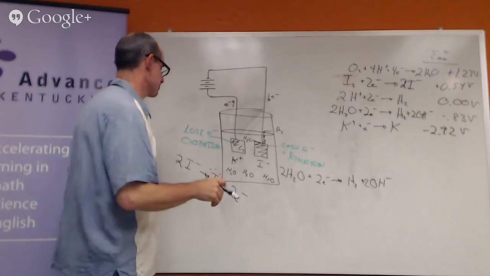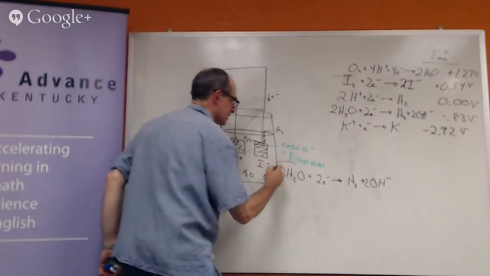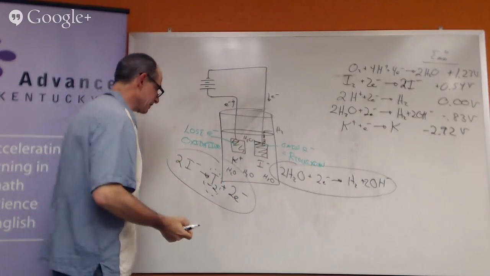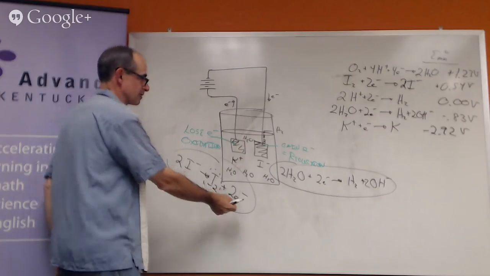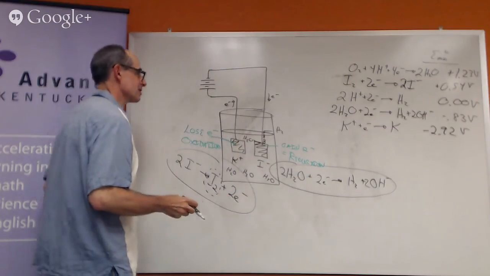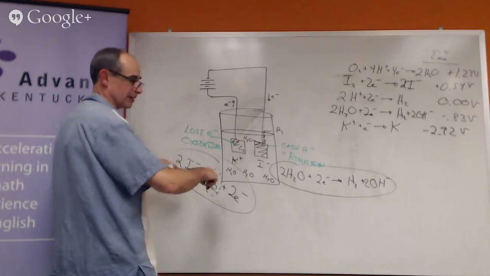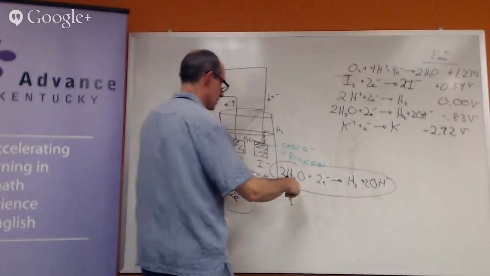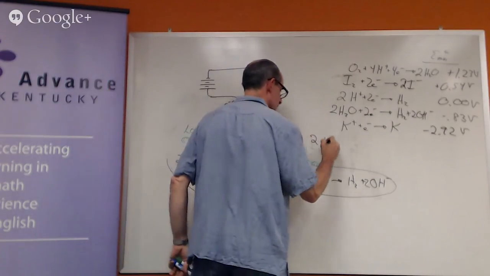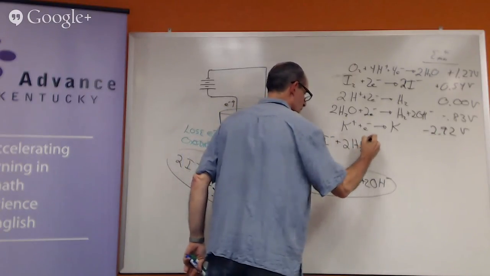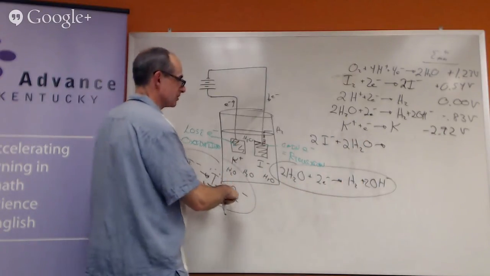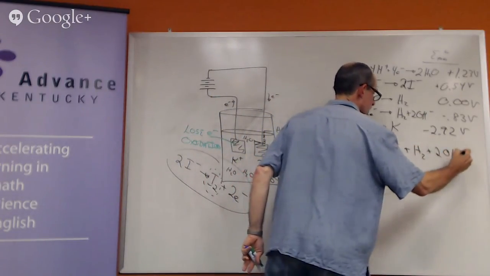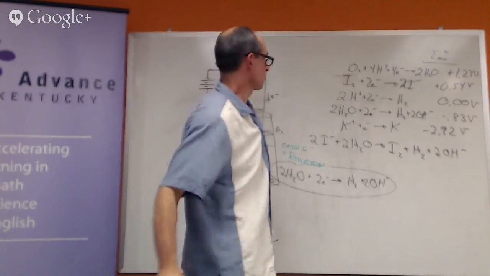Once we've identified those 2 half reactions, the net ionic equation just combines them, and I've done all the hard work already. This is easy because we've got 2 electrons being lost and 2 electrons being gained. So the net ionic equation just combines these reactions. I don't have to multiply through by any coefficients. So I'm going to have 2I minus plus 2H2O goes to I2 plus H2 plus 2OH minus. And we're finished with this.